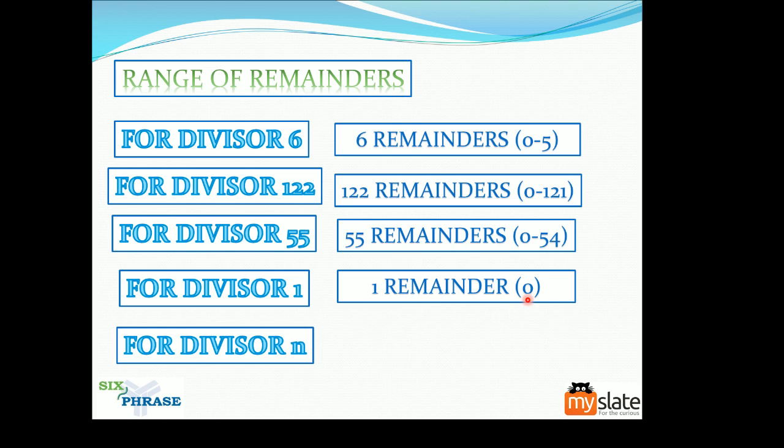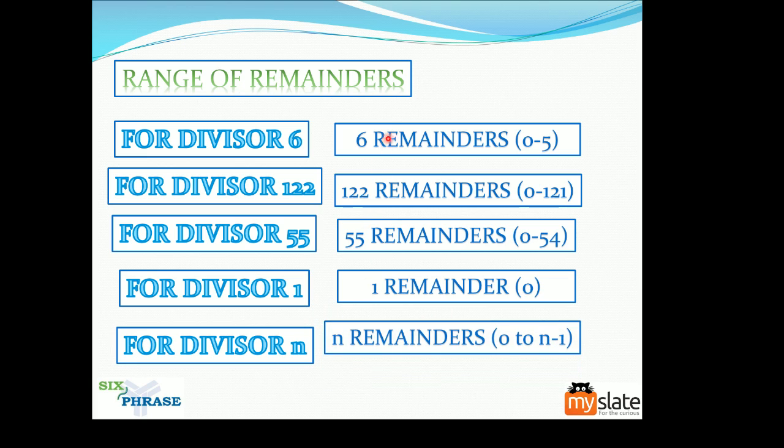The reason is you can divide any number by 1, right? All numbers are divisible by 1. So you'll never get a remainder other than 0. If you've been closely watching this pattern, the pattern is for divisor n, there will be n remainders and the range is 0 to n minus 1.